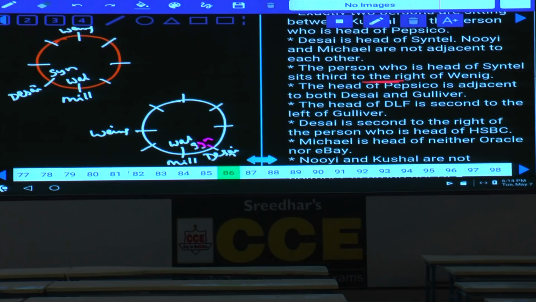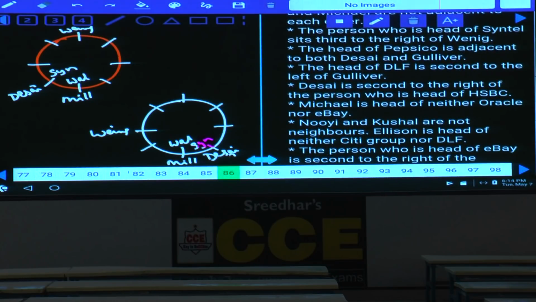That is Desai. And the head of PepsiCo is adjacent to both Desai and Gulliver. Now PepsiCo is adjacent to both these 2 people. Hence the head of PepsiCo must be here. Head of whom? Desai and Gulliver. Hence Gulliver must be at this place. Are you following this one or not? Now PepsiCo is seated adjacent to these two persons, Desai and Gulliver. Now this person is the head of PepsiCo, and this PepsiCo is in between Desai and Gulliver. Now Gulliver must be at this place.